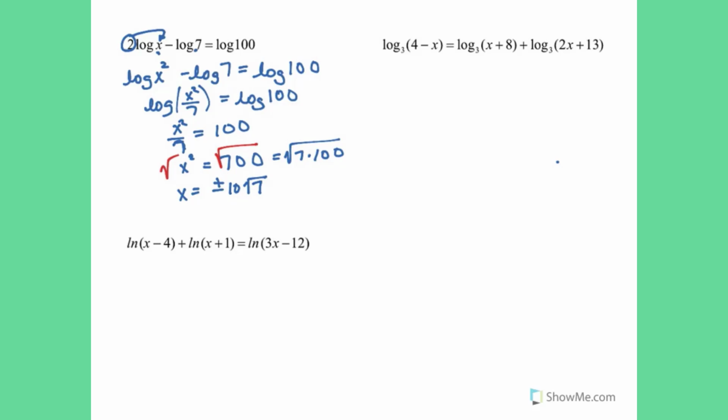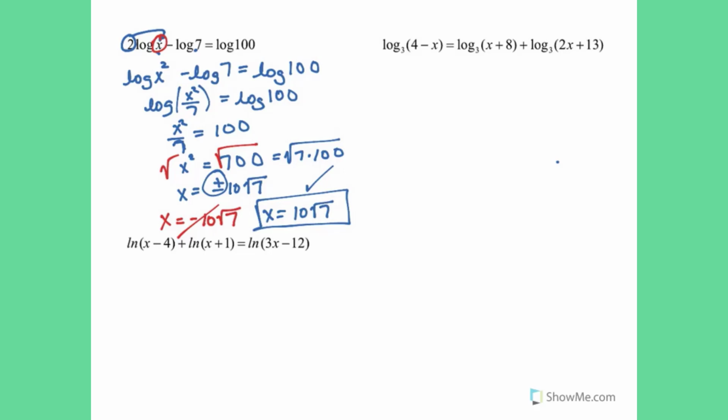Now you might not know what that is, but when you come back up here, this is the only place for x, the log of a number. Can the log of a number be negative? No, it cannot. So x equaling negative 10 times the square root of 7 is not possible. But x equals positive 10 times the square root of 7 is. Again, I need to see that plus or minus so you can get full points on the test.